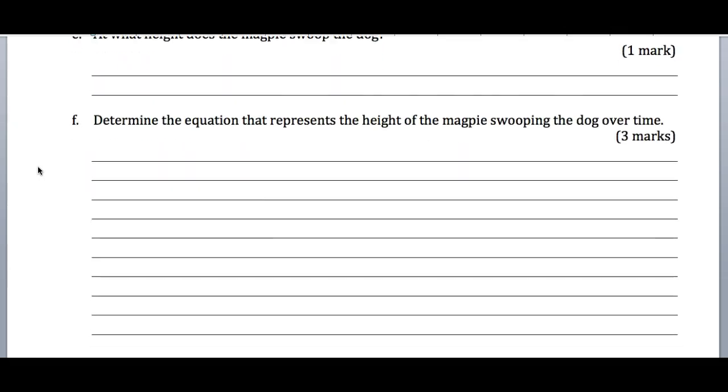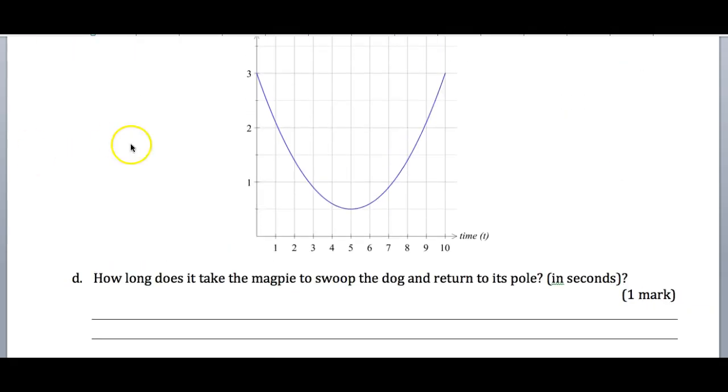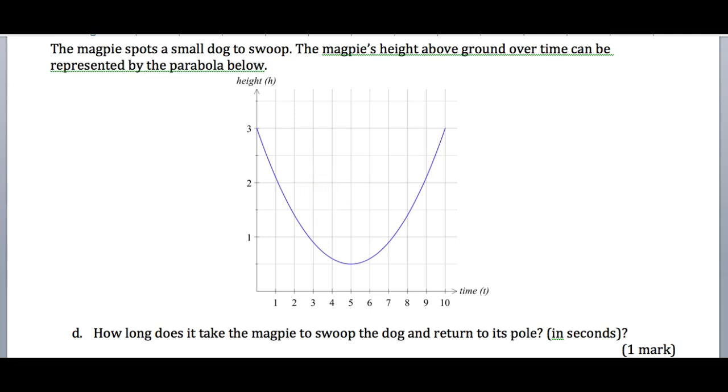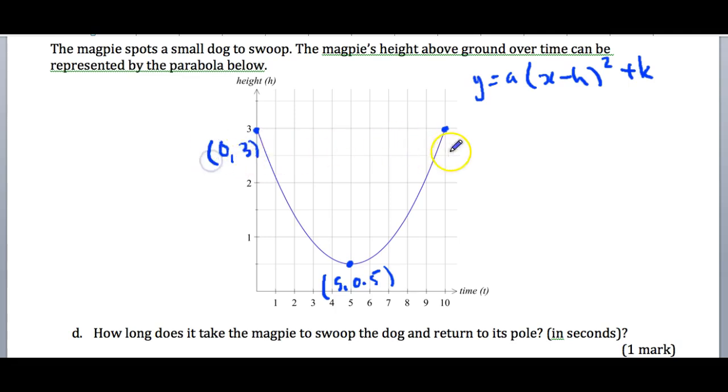Determine the equation that represents the height of the magpie swooping the dog over time. So you're basically finding the equation of this graph. So I'm going to leave it there so I can refer to it. And, you know, I love turning point form, so we're going to use that one. Okay, so here's our turning point at 5, 0.5. And we can use either this point here or this point here. I find this point easier because it's got a 0 in it. Okay, so it's 0, 3. This point here is 10, 3. You get the same equation, so it doesn't really matter, but much easier.